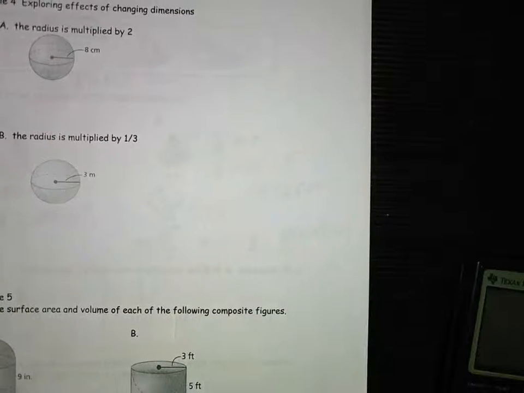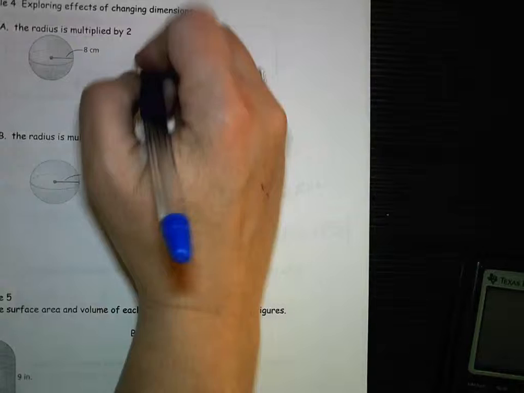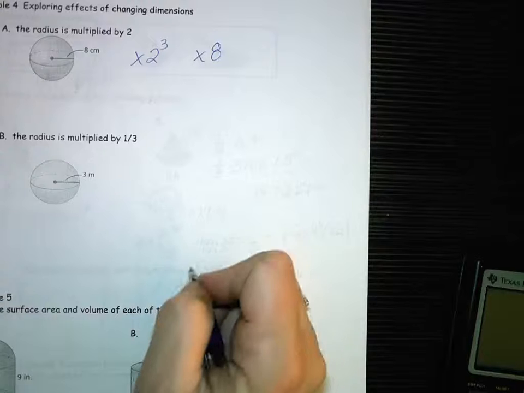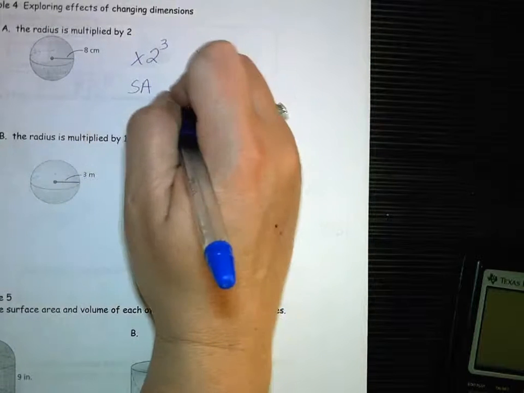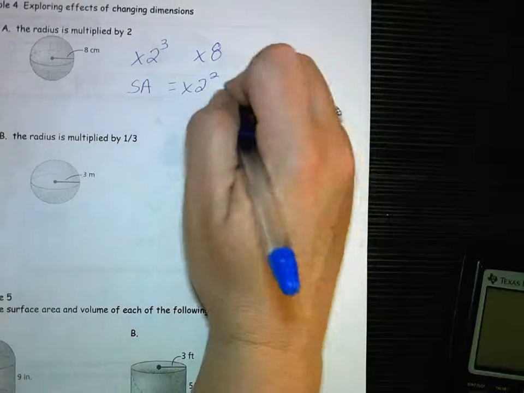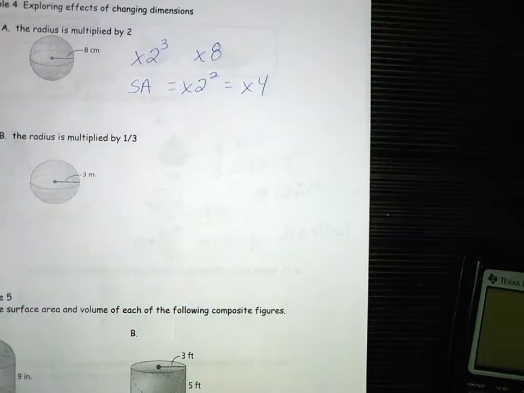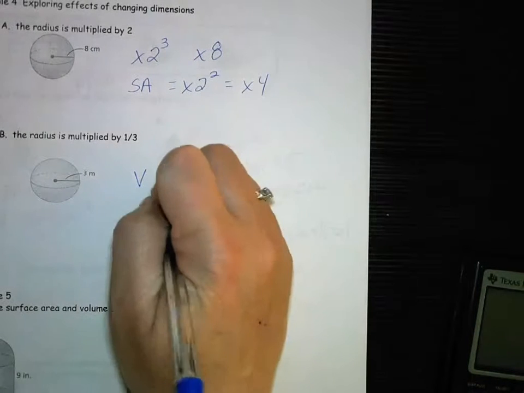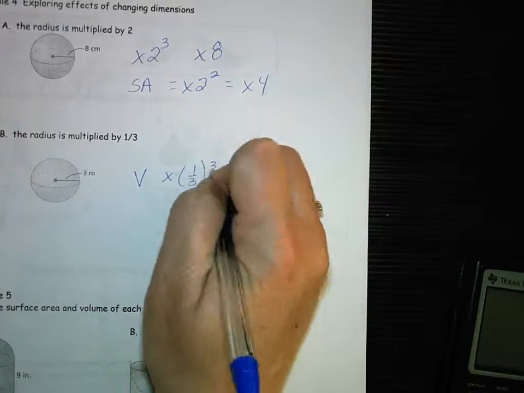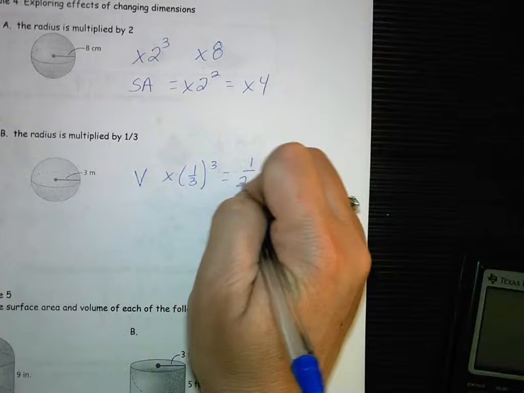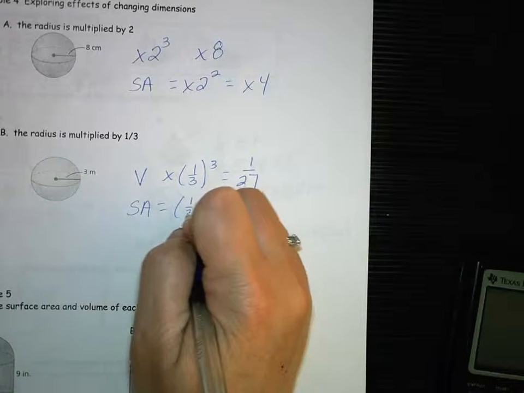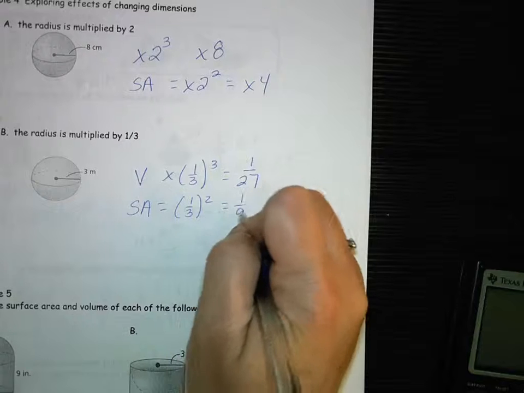If the radius is multiplied by 2, what's going to happen to the volume? The volume would be multiplied by 2 to the third power, which is by 8. And the surface area would be multiplied by 2 squared, which would be times 4. Letter B, if the radius is multiplied by 1/3, the volume would be multiplied by 1/3 to the third power, which would be 1/27th. And the surface area would be multiplied by 1/3 squared, which would be 1/9.